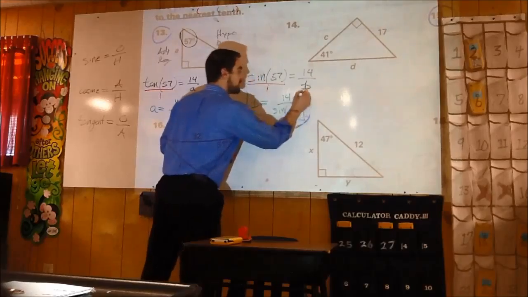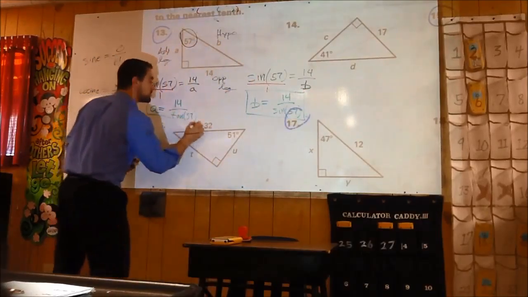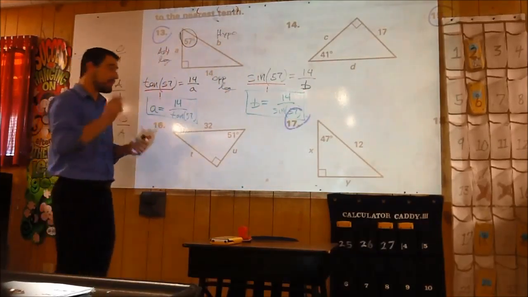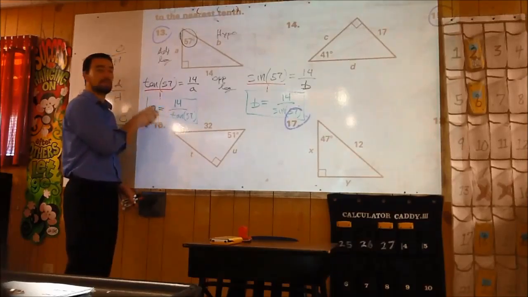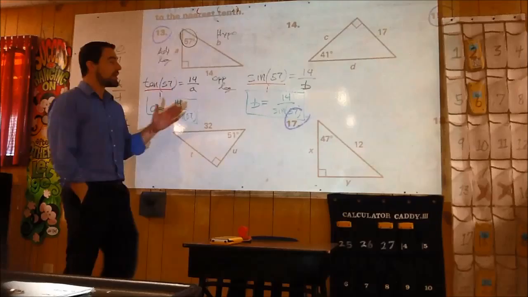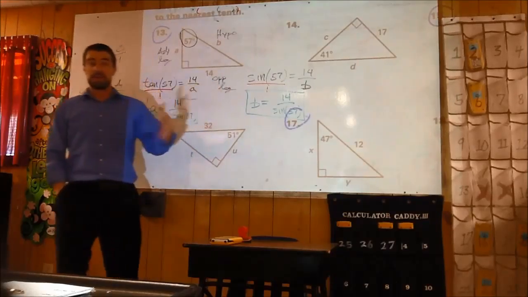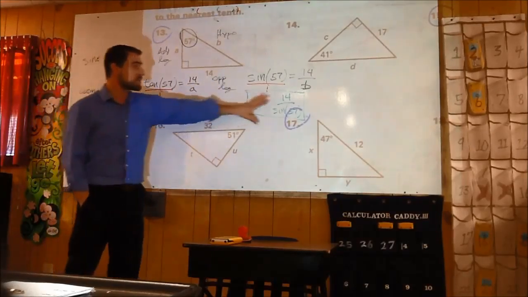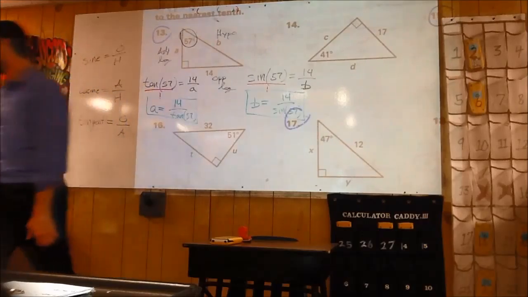So what I currently have written in green ink are my 2 exact answers. I'm always going to write the exact answers and put those in boxes, in rectangular boxes. But now we need to use our calculators to get the rounded answers. We need to type this correctly into our calculator.